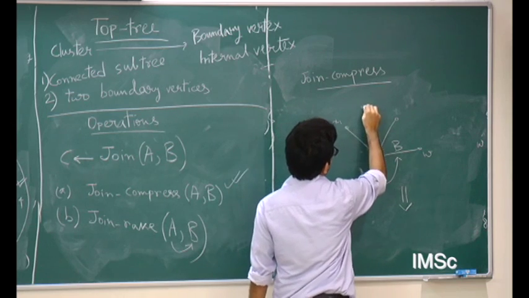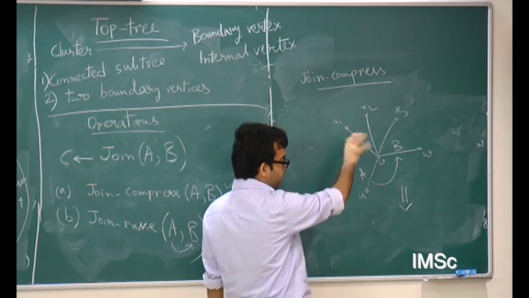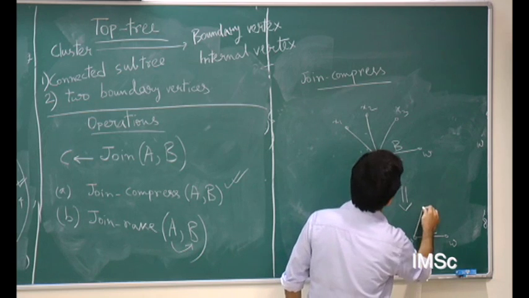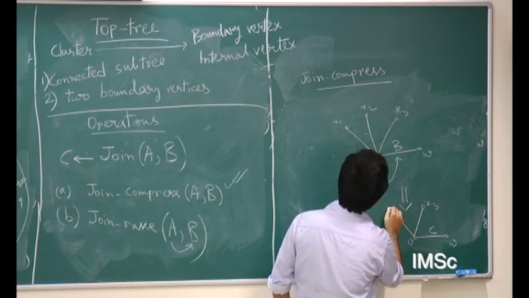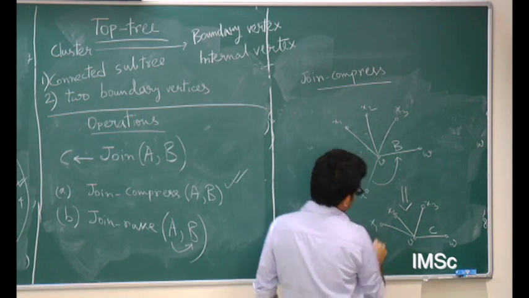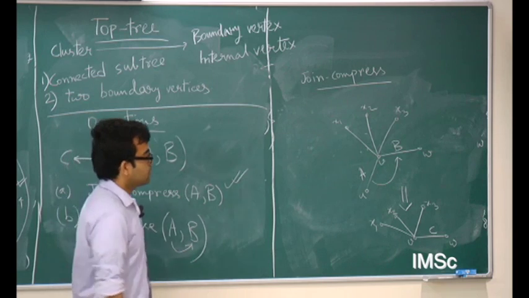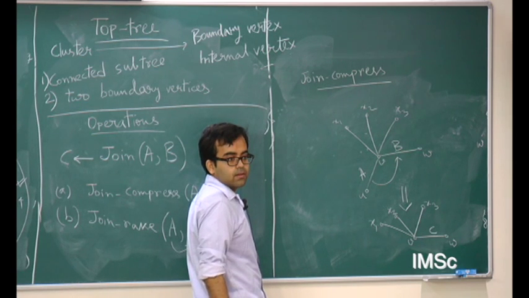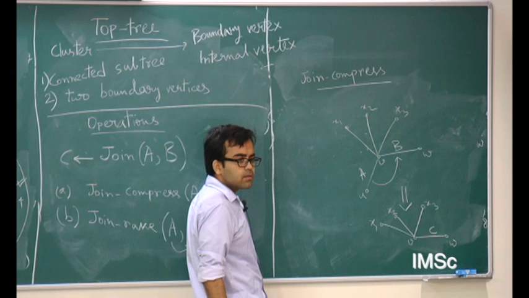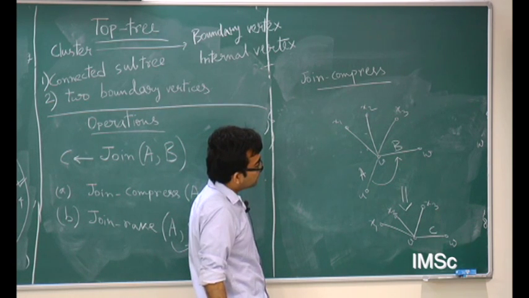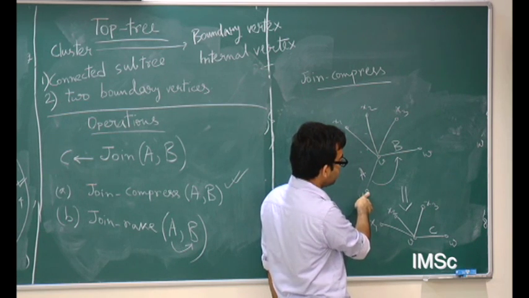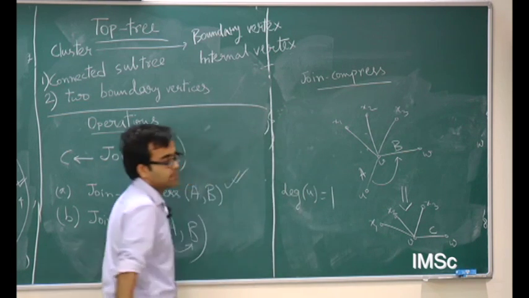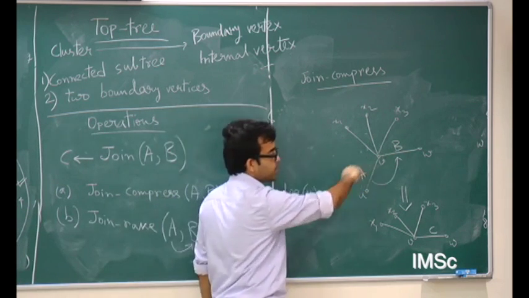If this is X1, X2, X3, after this operation, the partition into clusters will look like this. VW, this is now C, this is X3. So, now this new cluster C contains everything that was in V and everything that was in A, and all the neighbors of U. Oh, sorry, I need to specify this. For rake, thanks for pointing this out, degree of U has to be equal to 1, because otherwise, again, this will have more than 2 boundary vertices.